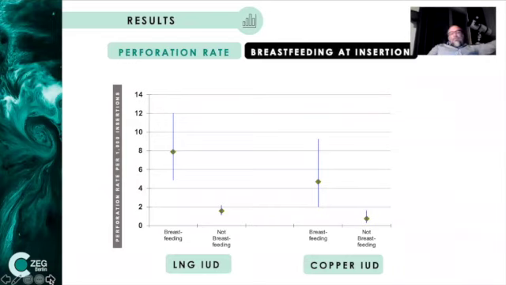Surprising for us was really the impact of breastfeeding on the risk of perforation. This is something we didn't expect in this magnitude. As you can see here, for both LNG and copper IUD, we had more than a 4-fold increase in risk in breastfeeding women compared to non-breastfeeding women. And since we were also interested in the impact of breastfeeding and time since last delivery separately, so if they are interacting or if they have their own risks, we did a stratified analysis on these 2 risk factors on the next slide.